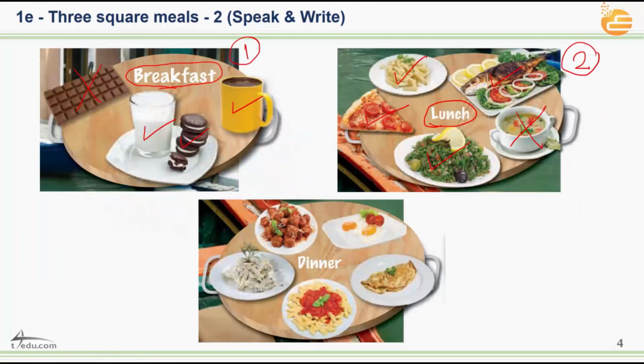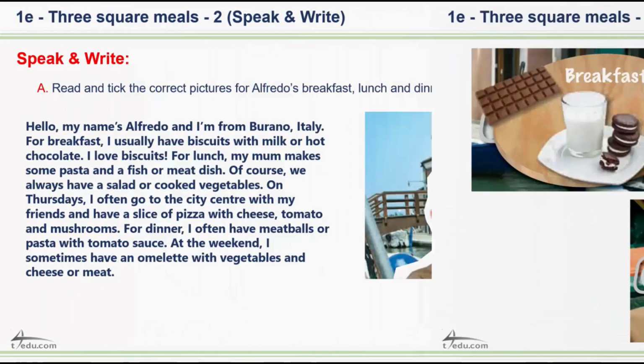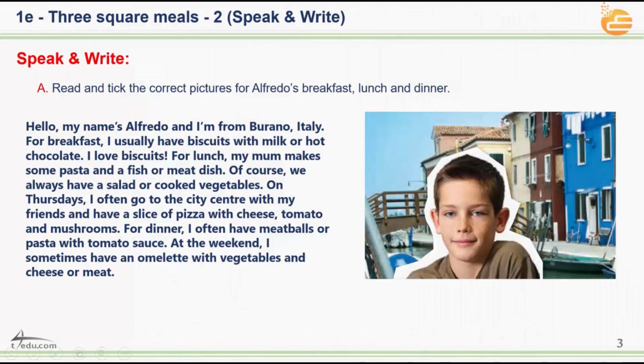He said something about the meatballs. Okay, the pasta with the tomato sauce. Can you see the tomato sauce? This is it, okay? And also the omelette. This is the omelette. And what else? Let's check. Meatballs, pasta with tomato sauce. At the weekend, I sometimes have an omelette with vegetables and cheese or meat.